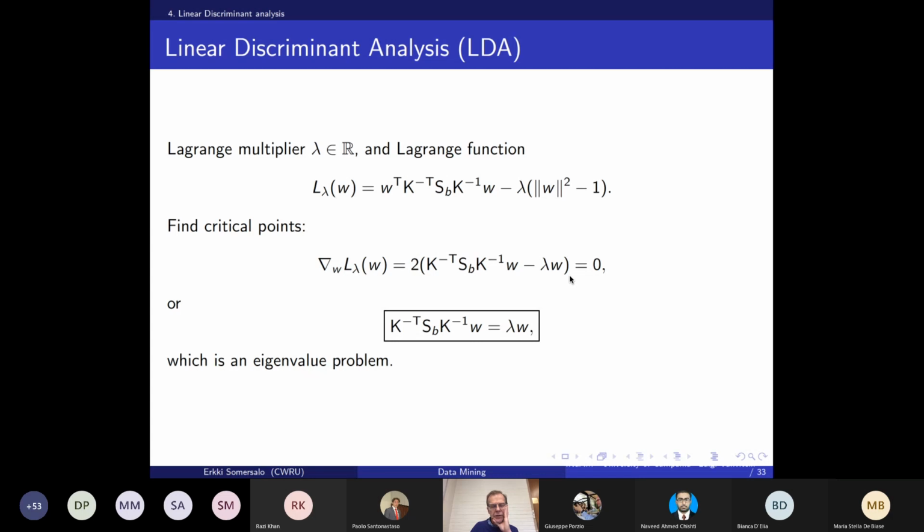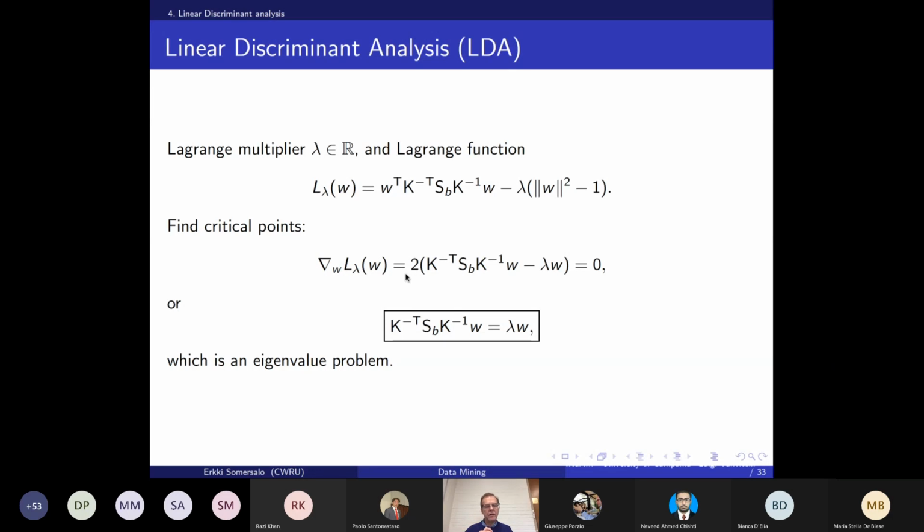To make this problem a little bit more familiar looking, let's move this lambda W to the other side. I'm canceling this 2 here, which gives no information, and moving the lambda W to the other side. What we get is an equation saying that the matrix times W is lambda times W. And this is an eigenvalue problem. You have a square, symmetric matrix, which is K minus transpose S_B K inverse, and that matrix times W is lambda times W.